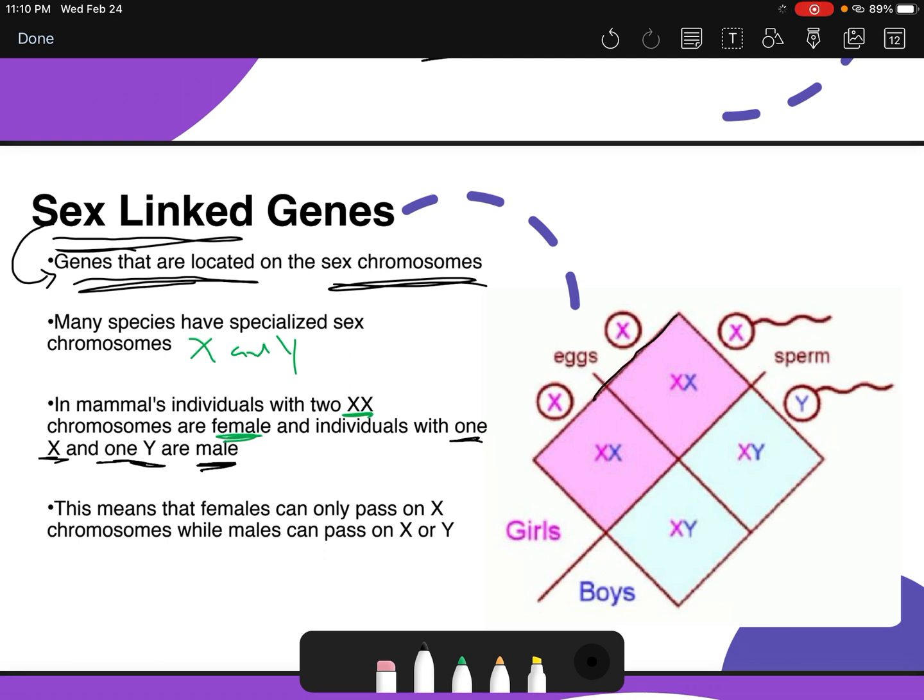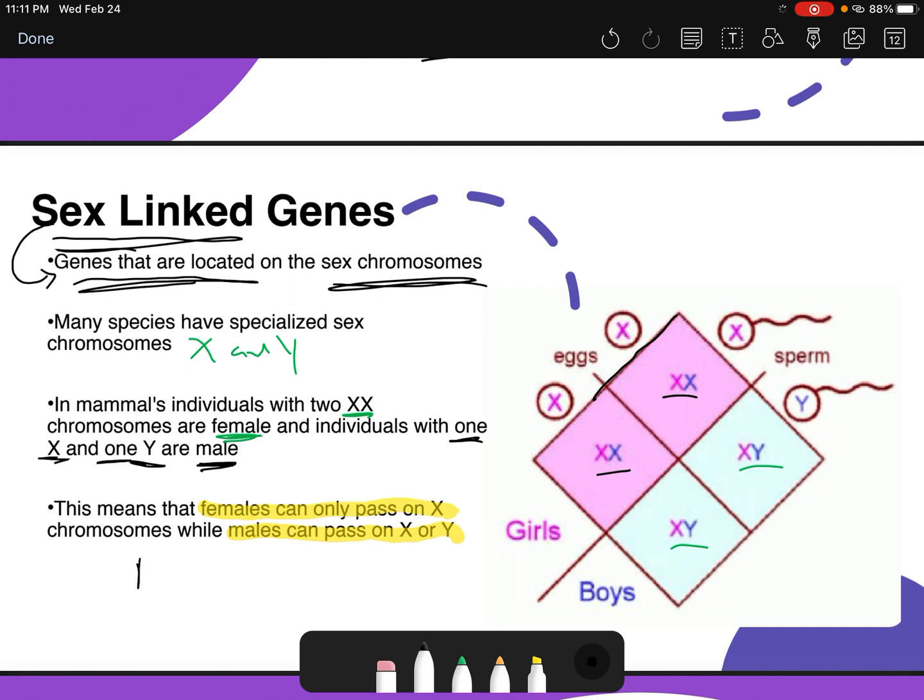This cross basically shows that every time a male and a female decide to have a baby, there's a 50-50 chance of getting a boy or a girl. Another thing I want you to know is that a female only has X chromosomes, so she can only pass on an X. Males have an X and a Y, so they can pass on an X or a Y chromosome.